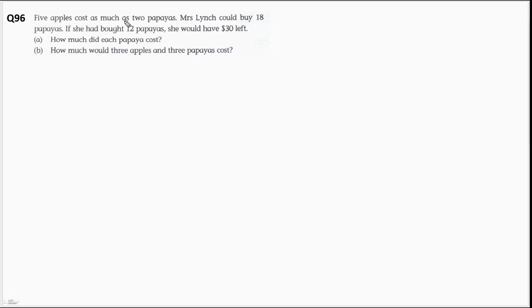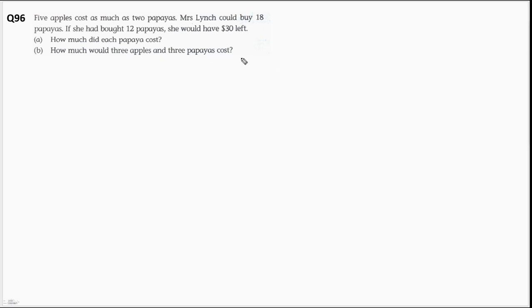5 apples cost as much as 2 papayas. Mrs. Lynch could buy 18 papayas. If she had bought 12 papayas, she would have $30 left. And we're asked, A, how much did each papaya cost? And B, how much would 3 apples and 3 papayas cost?